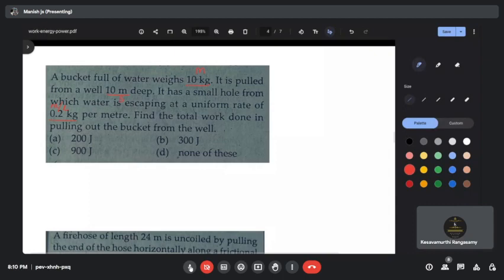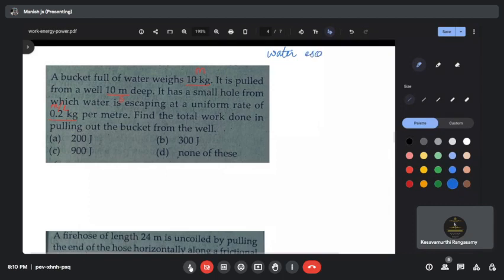So how can we approach this question? For pulling the bucket, here you need to find out what is the work done. The work done here is by a force. So how do you predict your force? That is what you need to identify. Now water is also escaping at a uniform rate of 0.2 kilograms per meter. That is something that is given here. So water escaping rate is given. Let me just write it here.